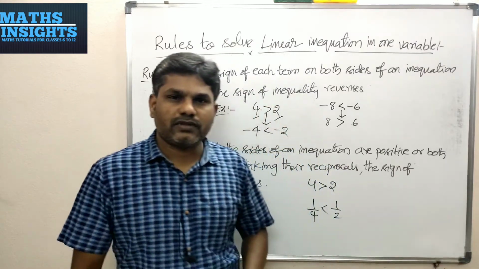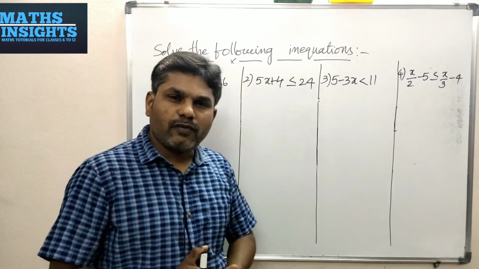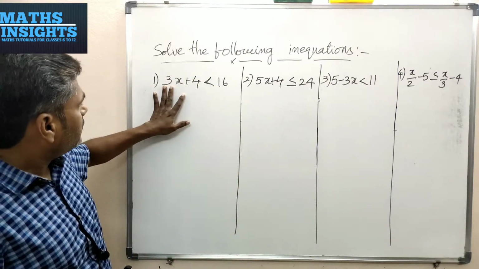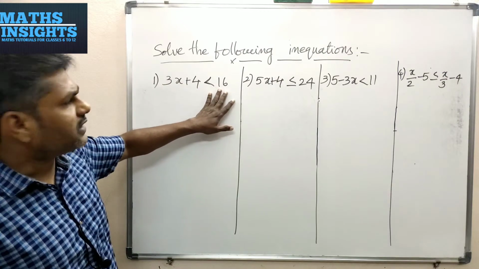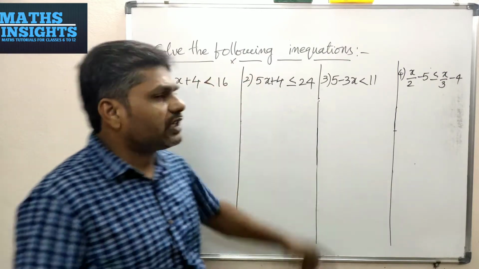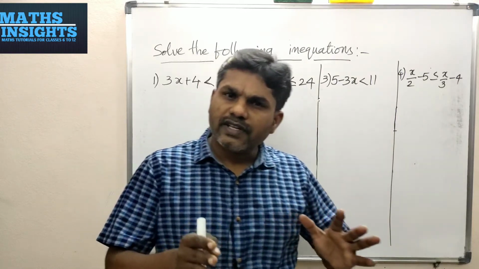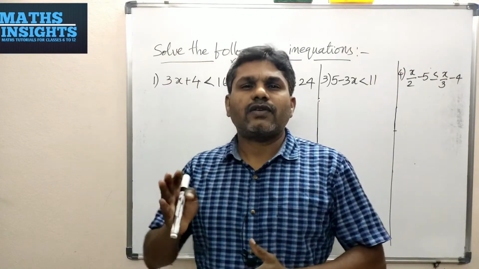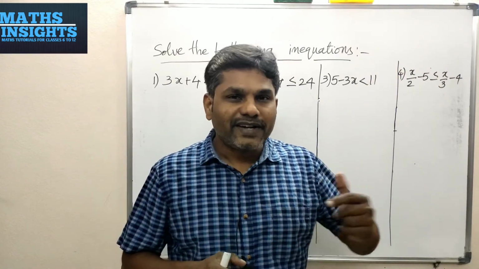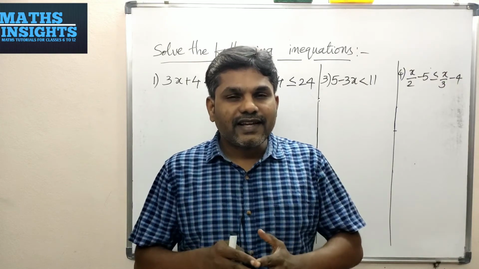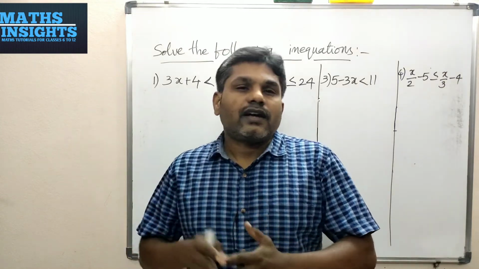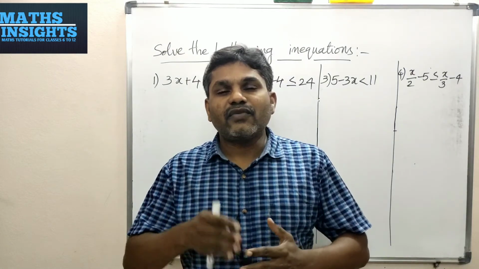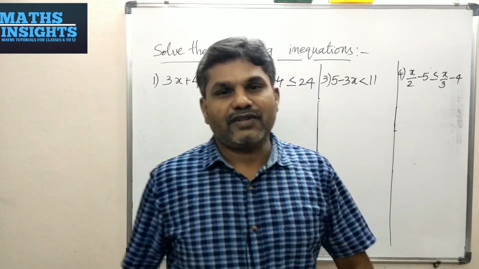Now we will solve the problems. I have taken 4 different problems which are based on different rules. The first one is 3x plus 4 less than 16. What it says, solve the following inequations. Solving equations is very easy. We will find the exact value of whether x or y or z, whatever the variable may be. But in this case you cannot find its value exactly. We will say the solution region, means x is greater than 2 means there are infinite number of values which are greater than 2.